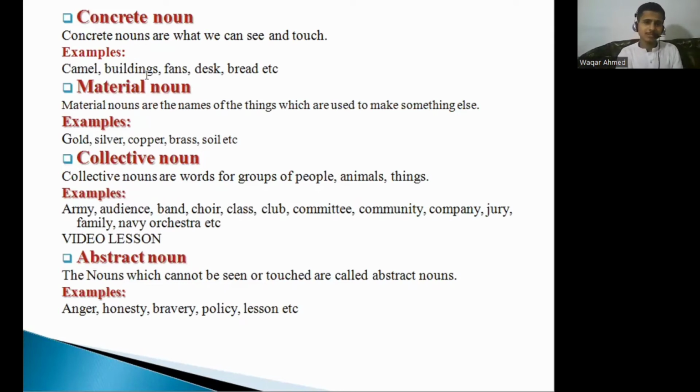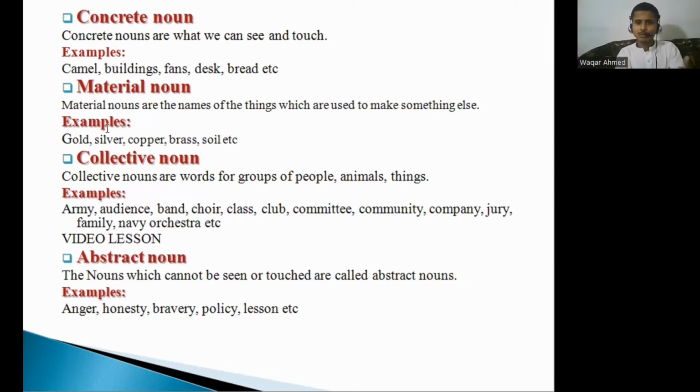And examples are camels, buildings, fans, desks, bread, etc. Material noun. Well, I'm not going to tell the difference between material noun and concrete noun. If you get to know the difference by learning the definition I'm going to give you, then it's okay. Otherwise, I'm not going to differentiate these. Now, material noun. Material nouns are the names of the things which are used to make something else. So the nouns that you use to produce or to manufacture something else.